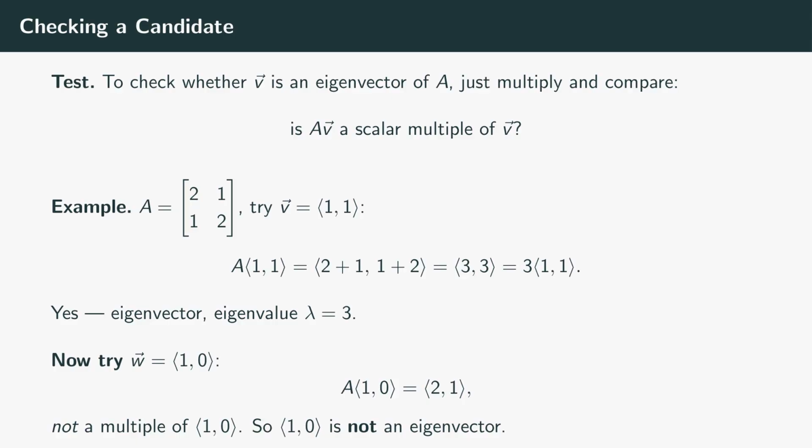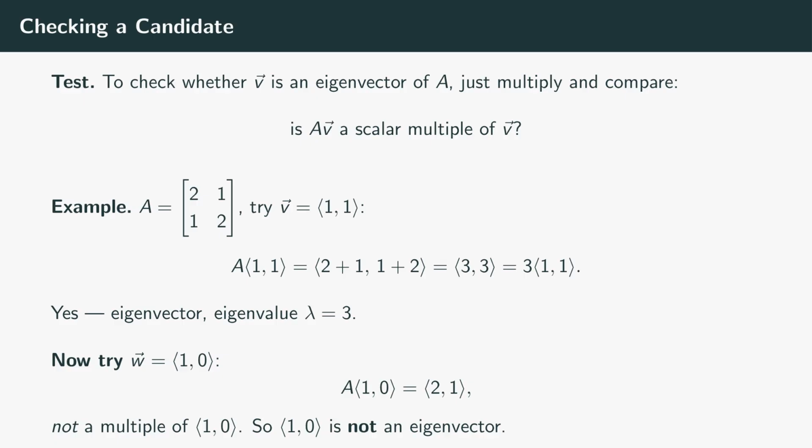Here is the simplest skill of all, checking whether a vector you are handed is an eigenvector. You don't need any theory, just multiply and compare. If the output A times v is a scalar multiple of v itself, then v is an eigenvector, and that scalar is its eigenvalue. If the output points in a genuinely new direction, it is not.